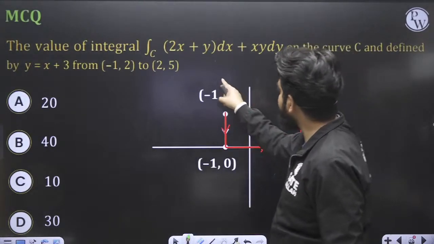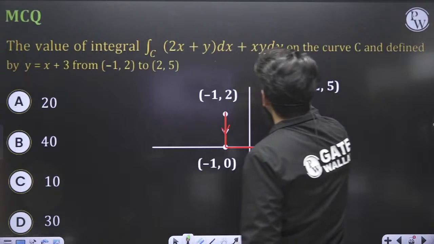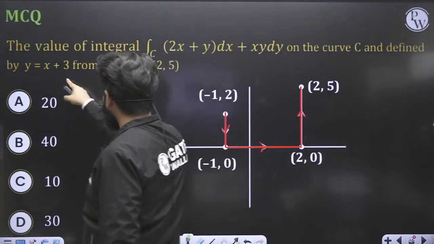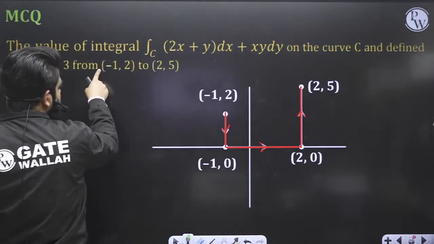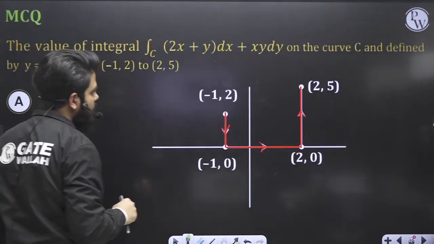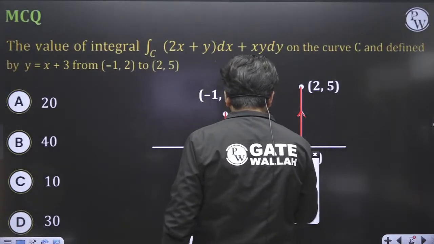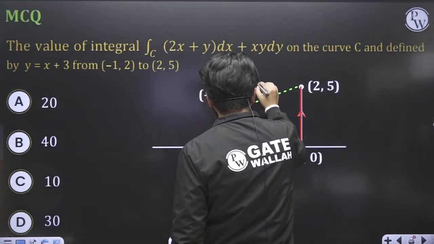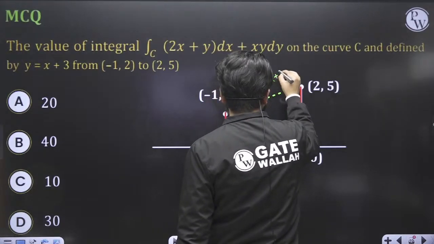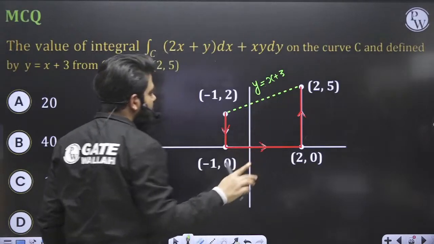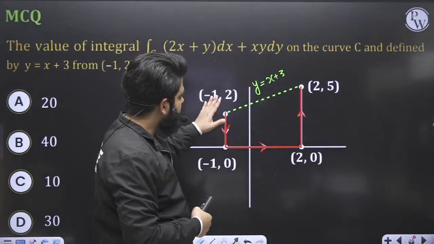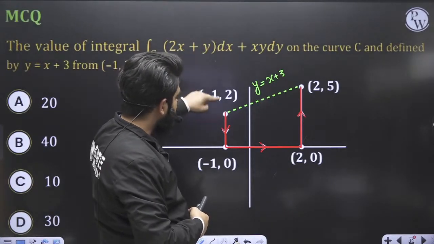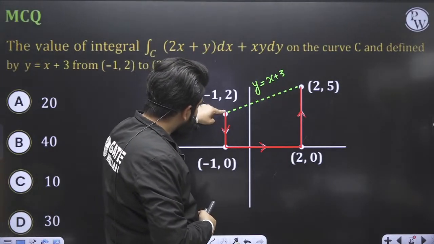In the question it is mentioned as 2x plus y dx plus xy dy on the curve C, defined by y equal to x plus 3 from -1 to 2 to 5. So they are also defining the equation of this line. Though this line is not connected at all, but still the equation is mentioned as y is equal to x plus 3. Maybe they are suggesting that if somehow you can relate any point here, or understand any basic point, you can directly calculate this integration from this point to this point.